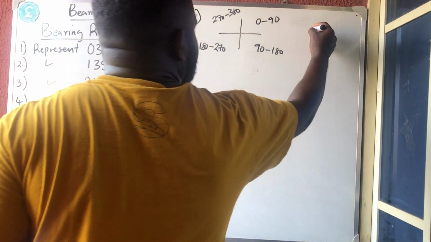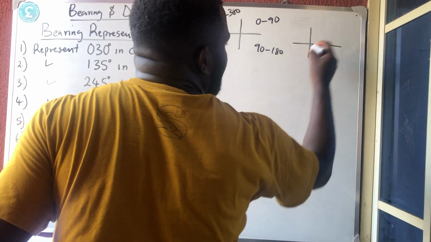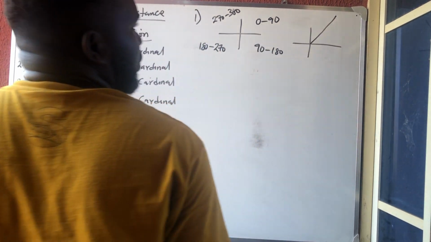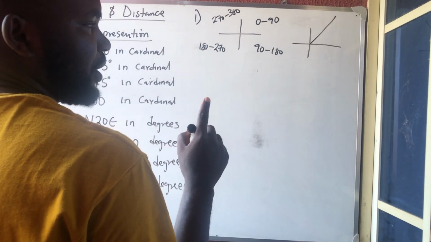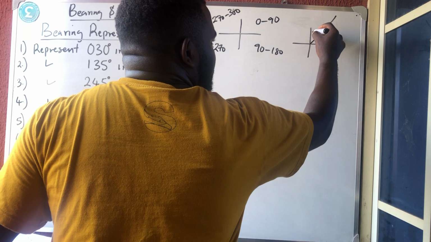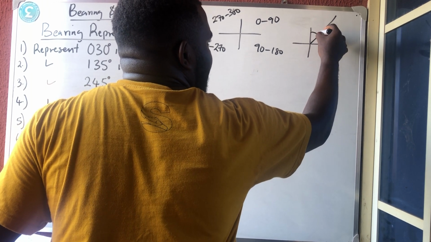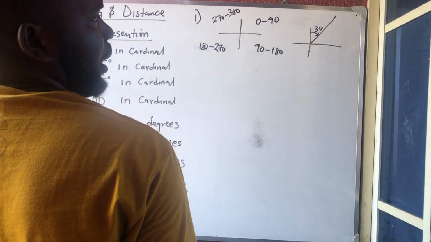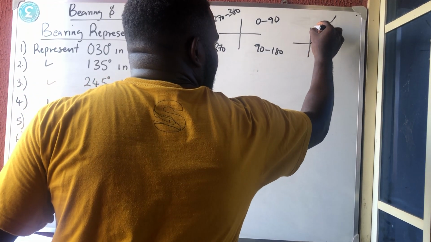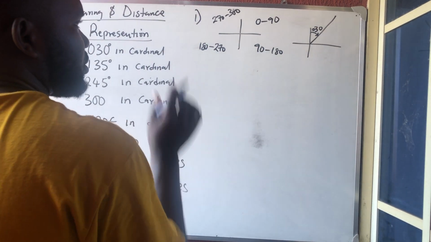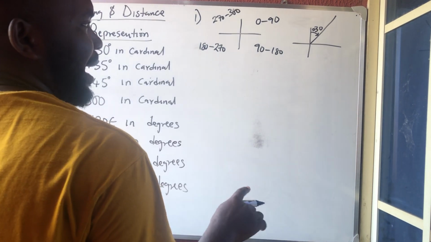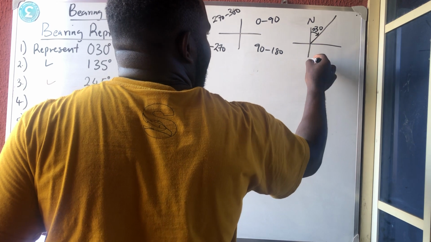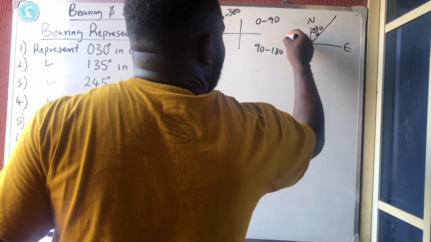If I want to represent 30 degrees, it will fall in the first quadrant. So I will draw a line in the first quadrant, and in 3-digit representation I must start from the north till I touch the line I drew. So this is my 30 degrees. I have represented it in degrees. To get my answer in cardinal, I will now say this is my north, my south, my east and my west.